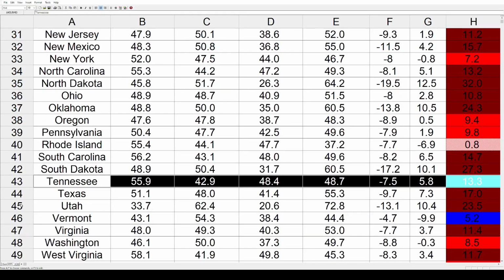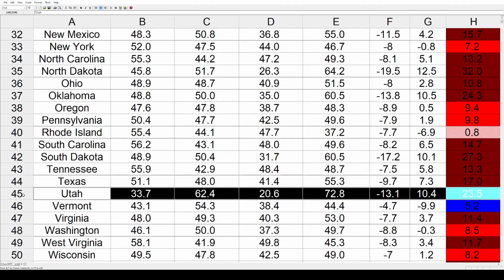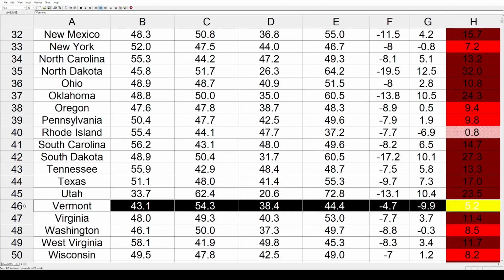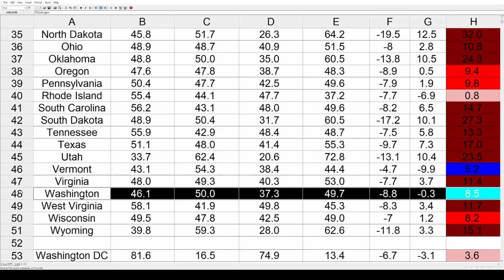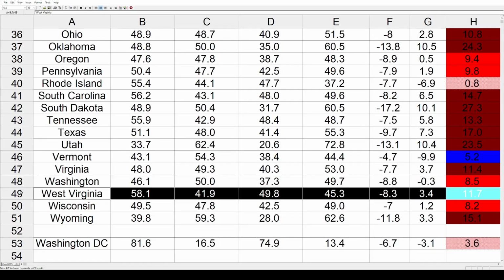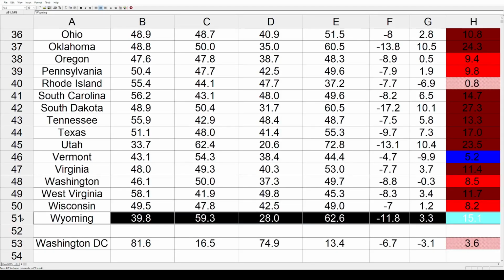Tennessee, 13.3%. Texas, 17%. Utah, that went 23.5% toward the Republicans. Vermont is the only state that actually went toward the Democrats. Again, a lot of that is due to the third-party vote, but it went 5.2% away from the Republicans and toward the Democrats. Virginia, back toward the Republicans by 11.4%. Washington by 8.5%. West Virginia by 11.7%. Wisconsin by 8.2%. And the last state is Wyoming. That also got redder by 15.1%.